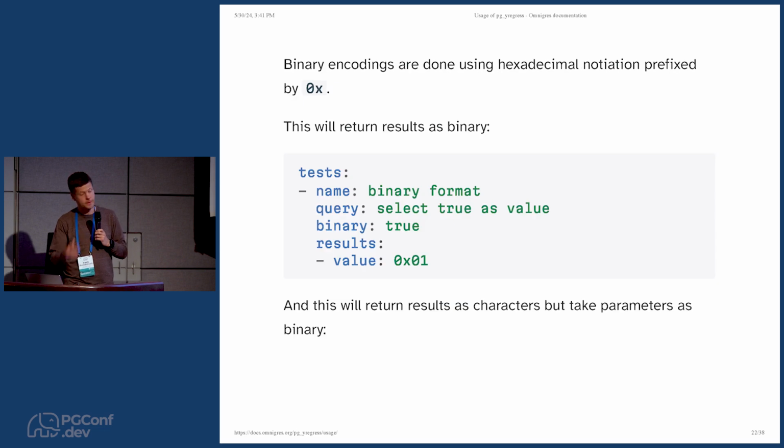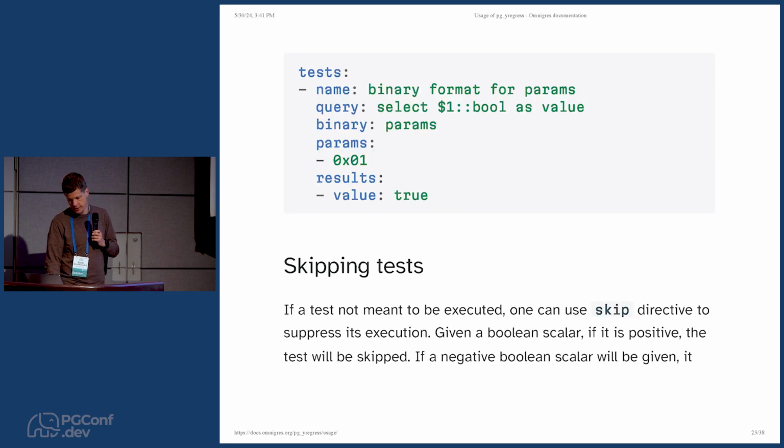As I promised, binary format, so you can actually test what is the binary value that comes out of the particular value that you're returning. So in this case, it's a Boolean, so we're getting 1. And you can pass binary parameters as well, so you can test whether your implementation of a particular type is decoding it correctly as you expect.